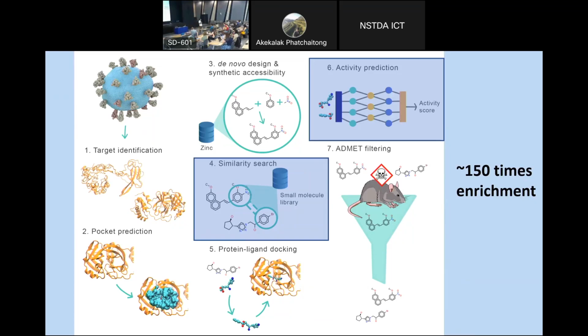Maybe is it on bioRxiv or maybe not? The fingerprint? No, it's not. Okay, it'll come out pretty soon.